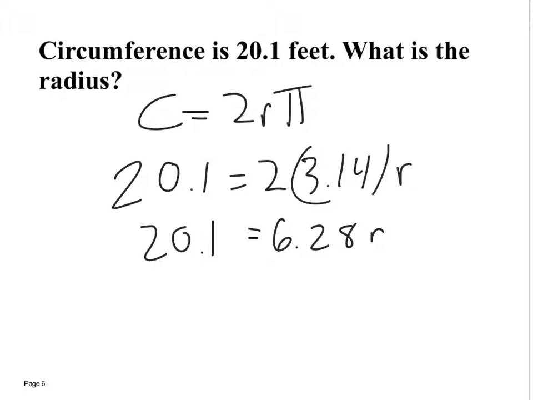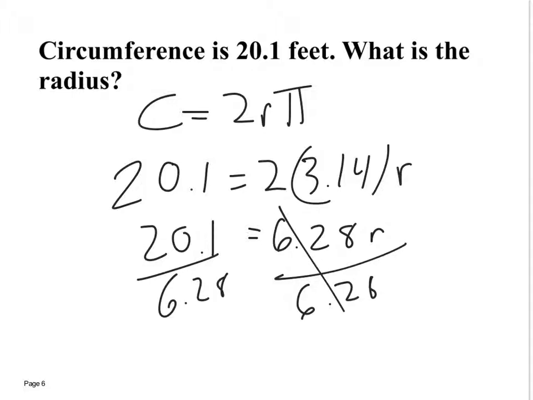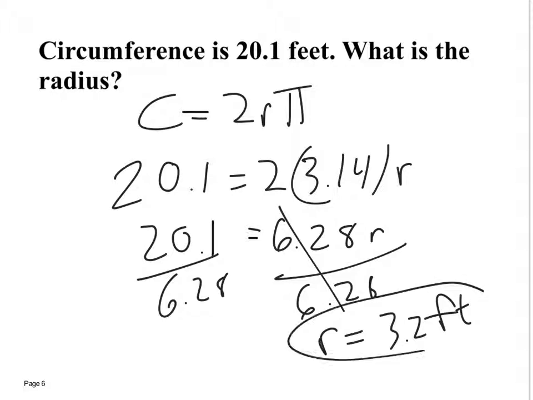Jaden? Good, so I divide both sides by 6.28. R is equal to 3.2. And this is in feet, so there's my answer, 3.2 feet. So if I need to work backwards, this is what I do.